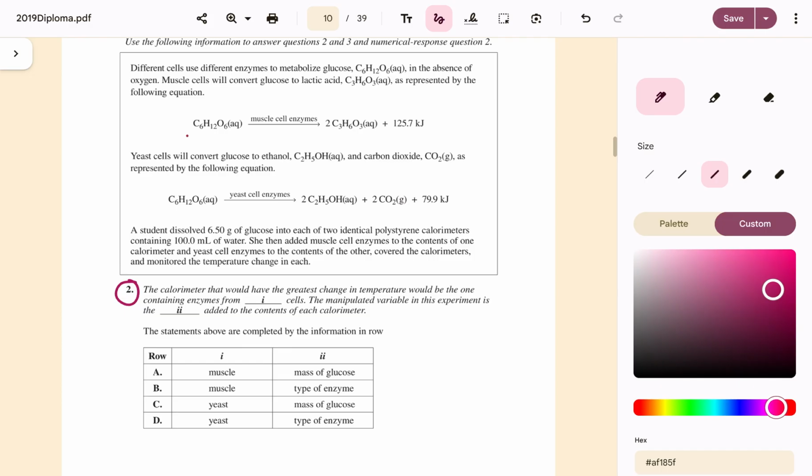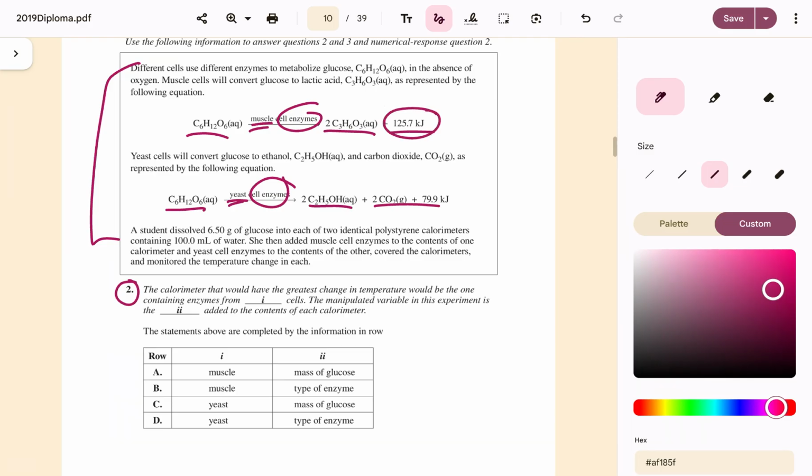So in each of these, we have glucose, and then a different enzyme is being added, right? One is yeast, one is a muscle cell, and what your text box is showing you is that based on the enzyme, you'll get out different products and different enthalpies. So when you're asked which one would have the greatest temperature change, it would be the reaction that provides the greatest enthalpy. So that would be the first one, the muscle cell. So we can rule out C and D.